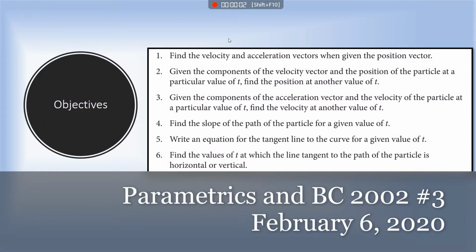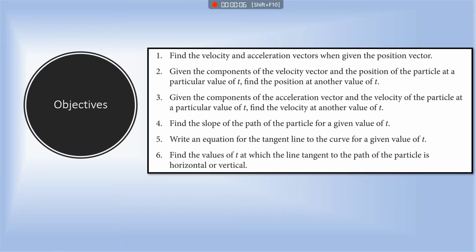Alright, we got a relatively fast one today. We'll be going through a bunch of stuff related to parametric equations, basically using velocity and acceleration vectors or their components to figure out position. So that's displacement, velocity or acceleration based on other information that they give us, slope of an equation, equation of a tangent line, or values for the path of the particle.